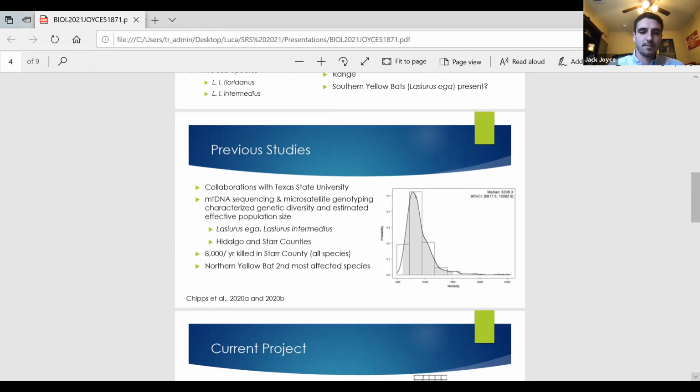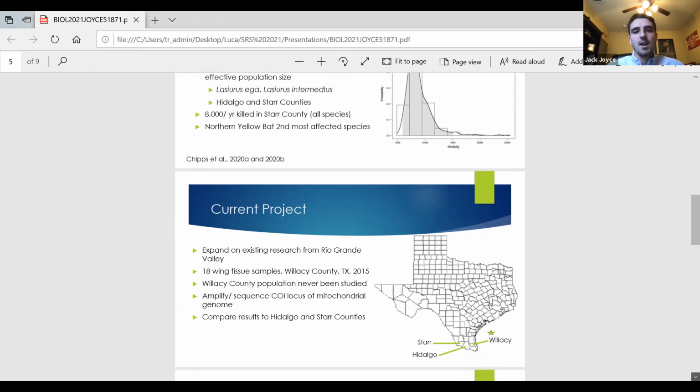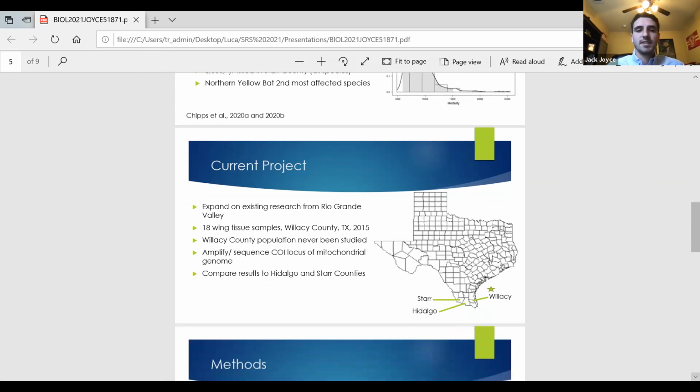The current project on this next slide is to expand on this existing research in the Rio Grande Valley region of South Texas. So I have 18 wing tissue samples that were collected from Willacy County in 2015, and this population has actually never been studied before. So I'll amplify and sequence the cytochrome c oxidase 1 locus of the mitochondrial genome and compare these results to Hidalgo and Starr counties.